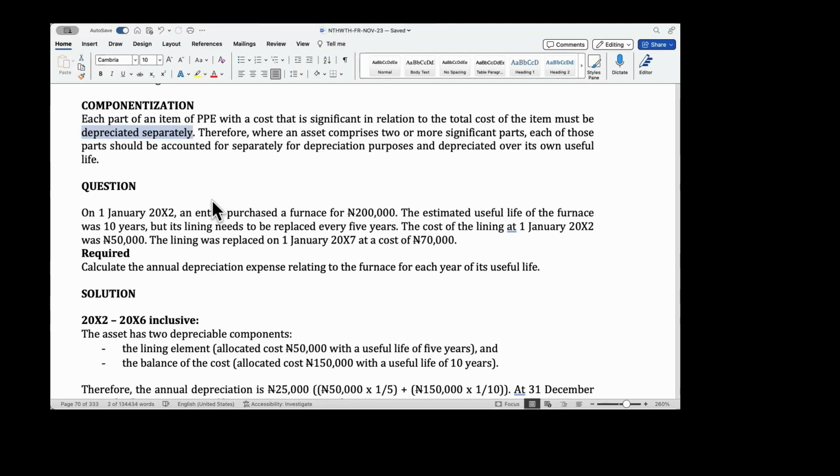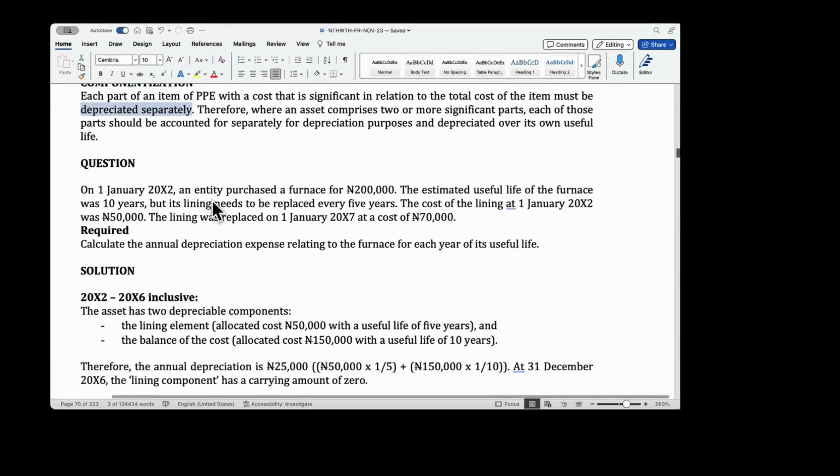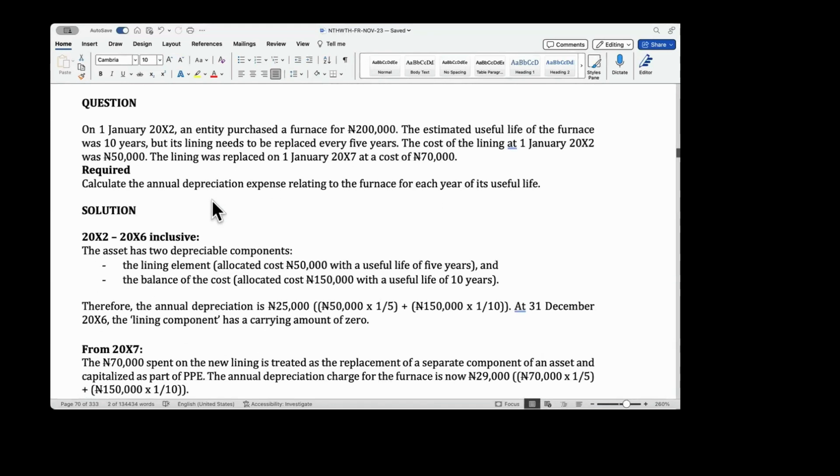So when you have an asset that has different components and each of them has a different useful life, depreciate them separately. Look at what I'm saying here. Look at this example now. They said on 1st January 2002, an entity purchased a furnace for 200,000. The useful life is 10 years. But its lining needs to be replaced every 5 years. So there's another component of it called lining, and the cost of the lining is 50,000.